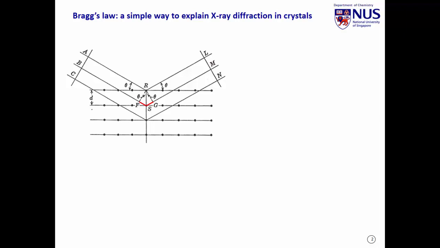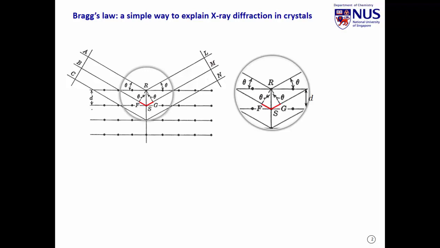If this extra path length is equal to a whole number of wavelengths of the X-ray used here, the two reflected beams will interfere constructively with each other, and an intense diffraction signal should be detected at the location of L and M. Can we further express this extra path length with some quantities related to the crystal structure?